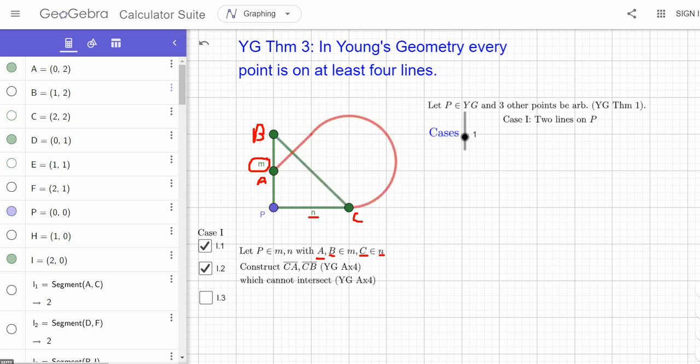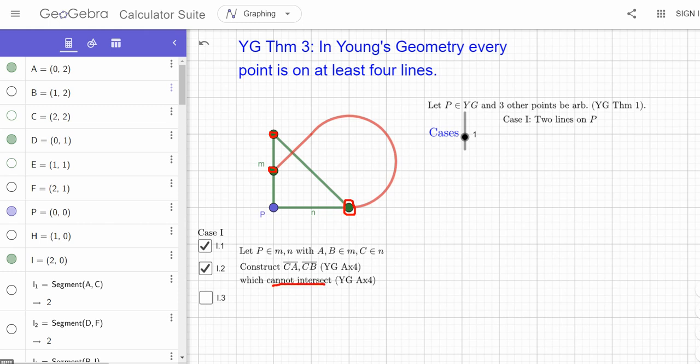So now we're going to construct a couple of things. We're going to construct the line CA and CB, right? So we're going to connect the point C to the other 2 points, A and B. And why are we doing that? Well, the point is that they cannot intersect.